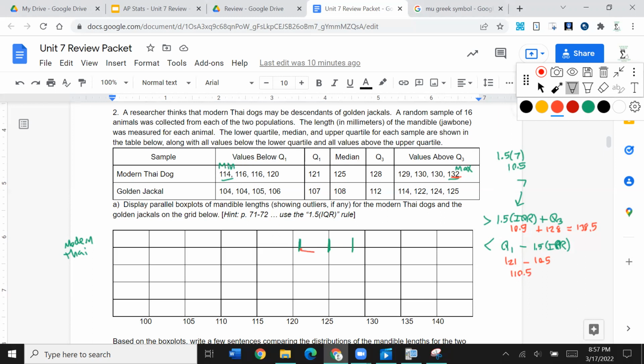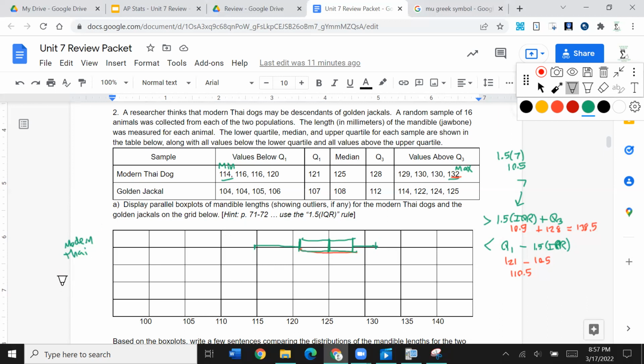So we'll go ahead and fix that here, finish that up. That means we can safely end our whiskers at the maximum and lowest value. So 132 is going to be about right there, and 114 is going to be about right there. And it looks fairly symmetric, no strong skew. So let's go on to the next one.